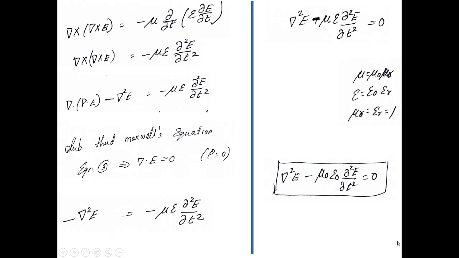So the final Maxwell's equation will be del square E minus mu naught epsilon naught dou square E by dou T square is equal to 0. So this is the wave equation derived from the Maxwell's equation. This is the wave equation for electric field intensity. Okay, so this is the first equation.